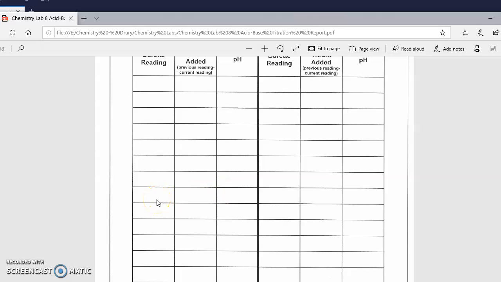35.10, 9.90 added, and this is a pH of 7.00. 35.00, in other words, 10 added, and this becomes 8.85. 34.90 is 10.10 added, and this pH is 10.70. And we'll have to continue on to the next part.